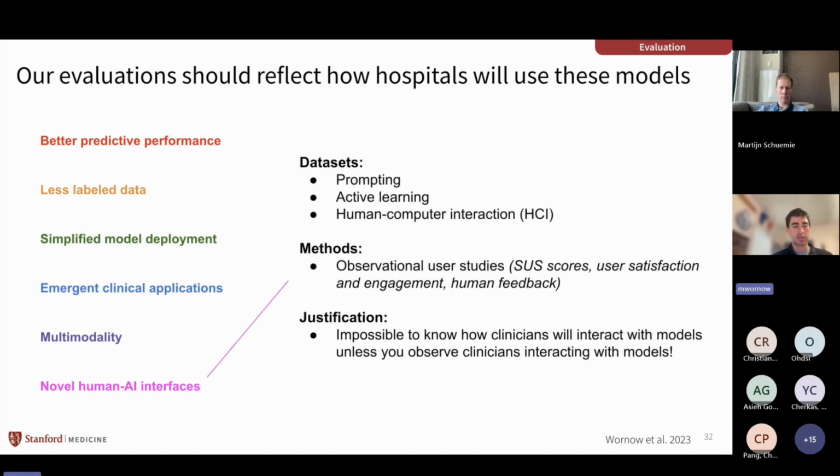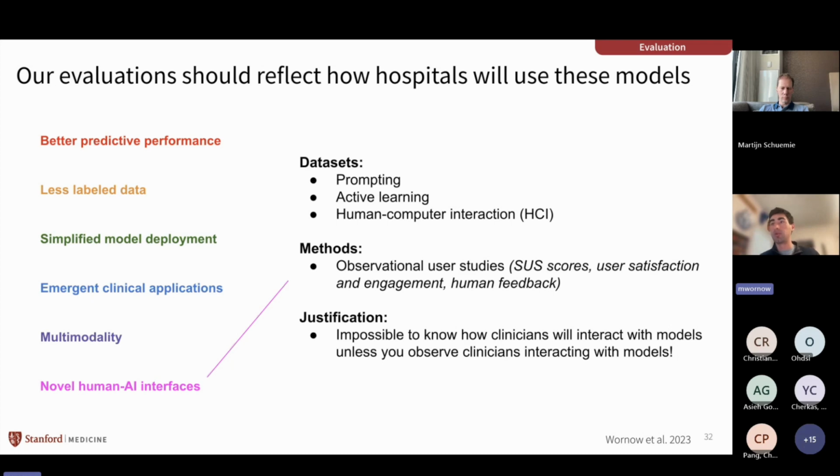And then the last thing is these human-AI interfaces, which I mentioned previously, which is basically: how do you get a human to converse with or talk with a model? How do you make that a two-way dialogue rather than a one-way street of seeing a best practice alert pop up in Epic that you just ignore, right? And so I think there's a lot of interesting opportunities here, especially on the HCI, the human-computer interaction front, of doing user studies, of actually putting the model into people's hands.